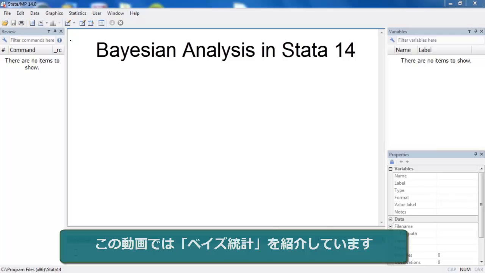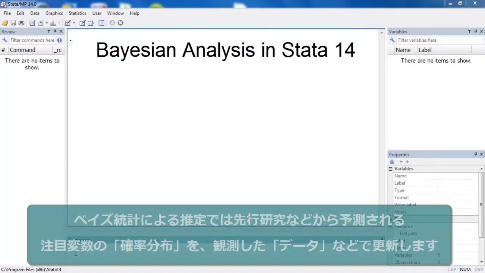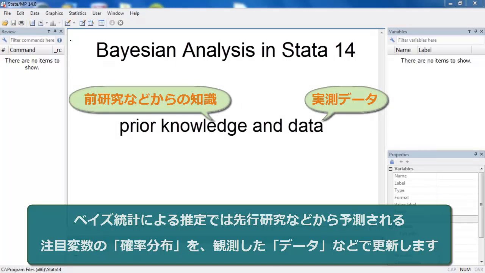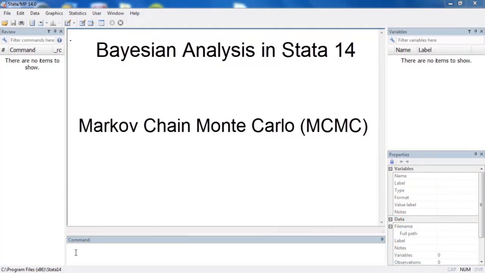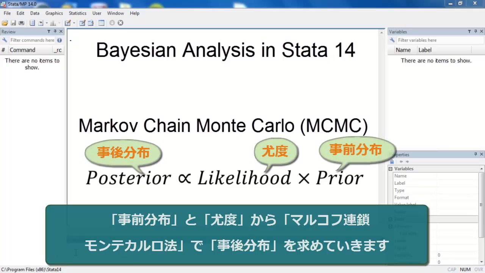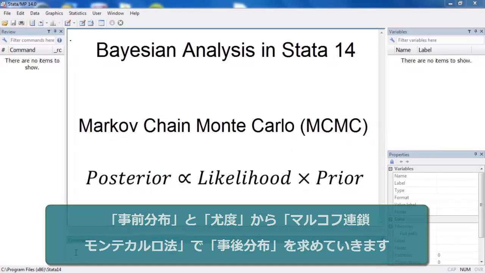Today I'd like to introduce you to the new Bayesian analysis features in Stata 14. Bayesian statistical inference is a popular technique that allows you to incorporate prior knowledge about a model into your data analysis. Markov chain Monte Carlo sampling is used to estimate the posterior probability distribution of all model parameters by combining a likelihood function for the data with prior probabilities for the model parameters.